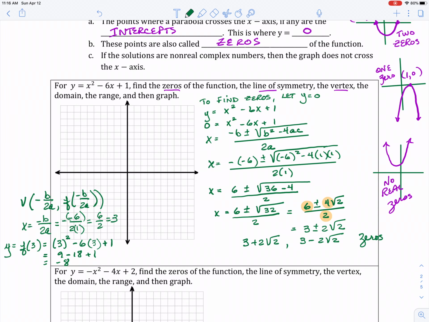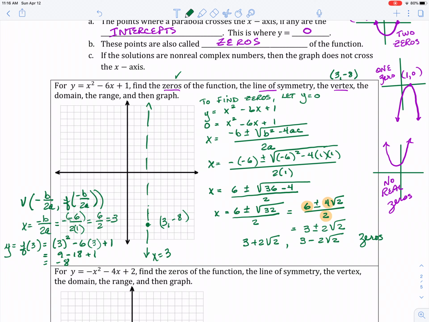So let me go ahead and write that up here. 3, -8 for the vertex. And let me go out here and go ahead and plot it. 1, 2, 3, 4, 5, 6, 7, 8. So there's 3, -8. We already know that the axis of symmetry runs right through that vertex, and the equation for this line is x equals 3.